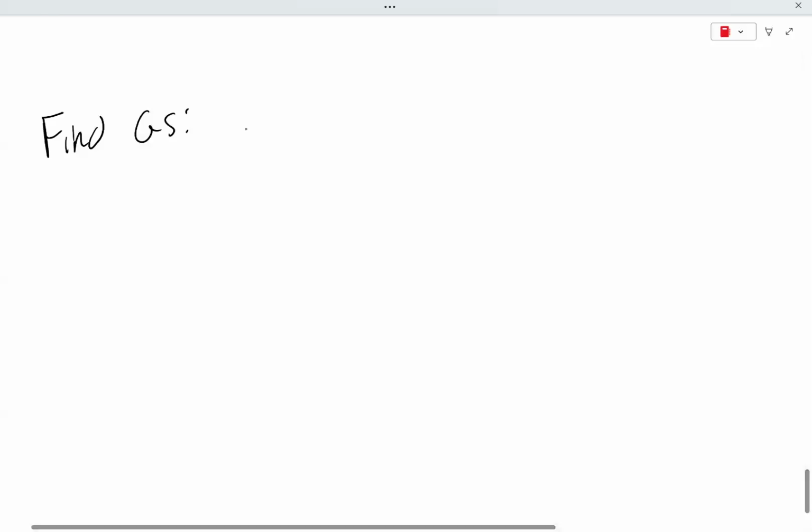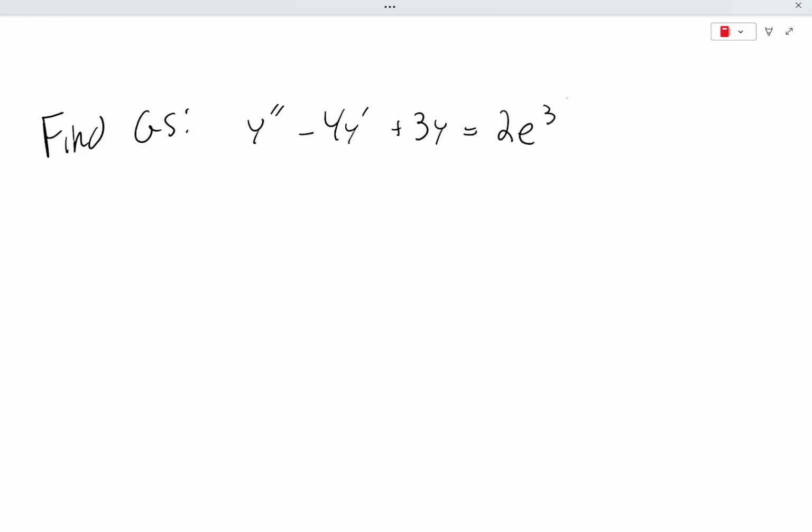So y double prime minus 4y prime plus 3y equals 2e to the 3t, like this. Okay, so first thing, I kind of structured it out here. I say y equals y sub c plus y sub p. That's going to be the general solution.